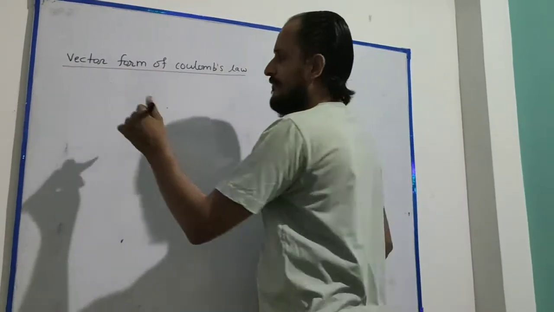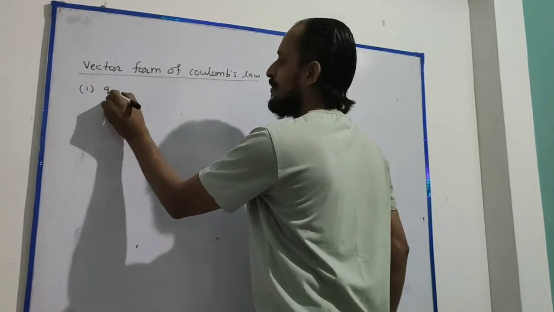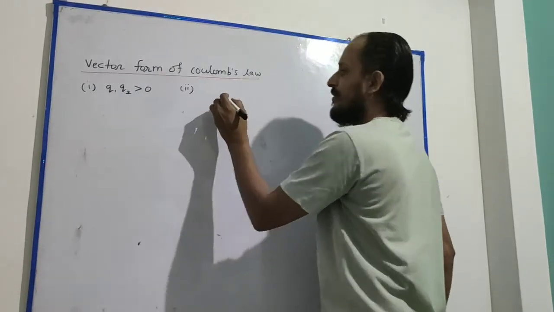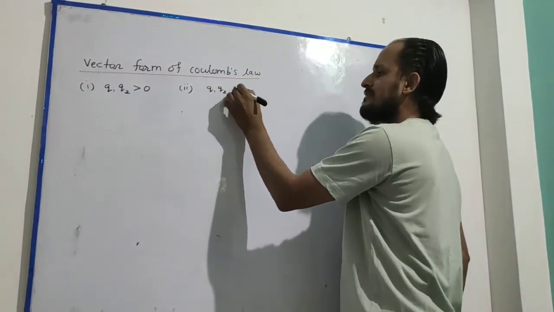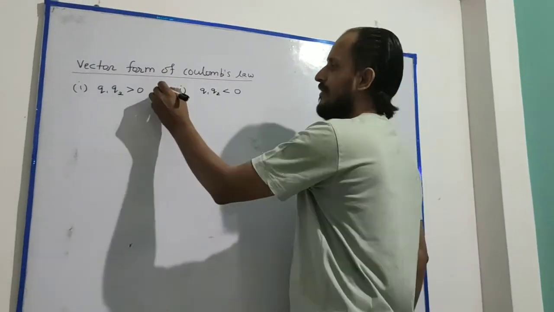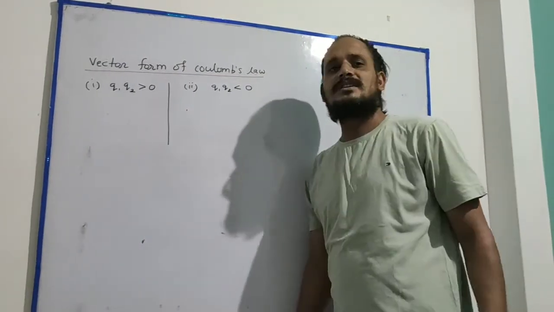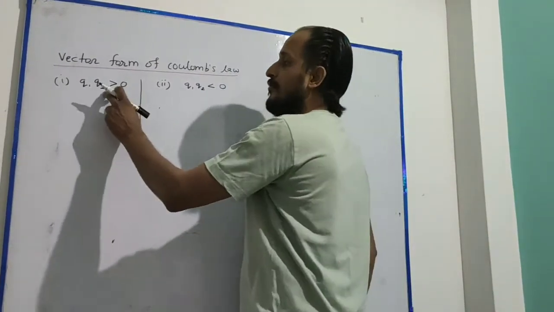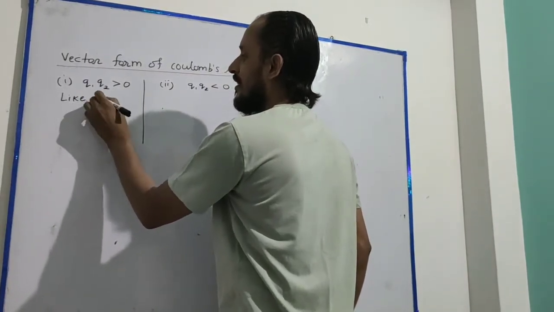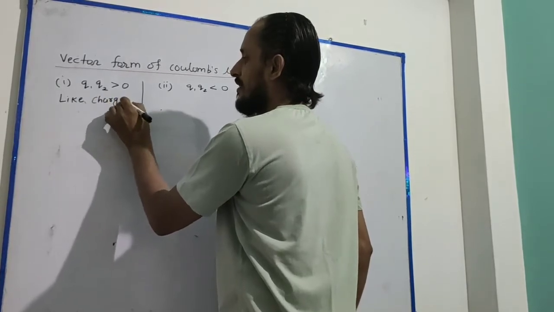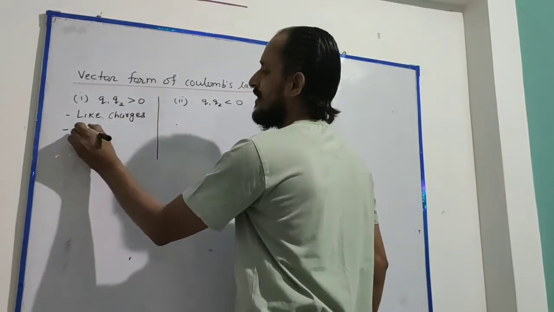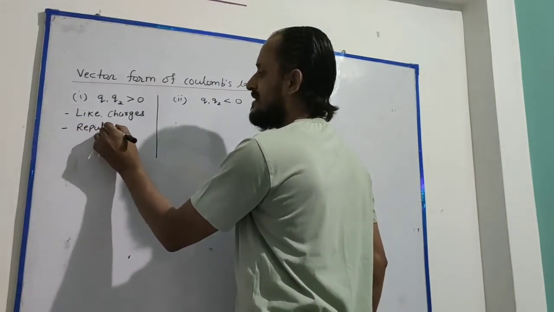First, if product of Q1 and Q2 is greater than 0, and second, if product of Q1 and Q2 is less than 0. First of all, if product of Q1 and Q2 is greater than 0, what does it mean? It means that both the charges are like charges, means either both are positive or both are negative. Second thing, force acting between them is repulsive in nature.